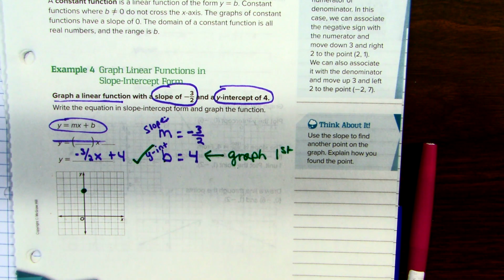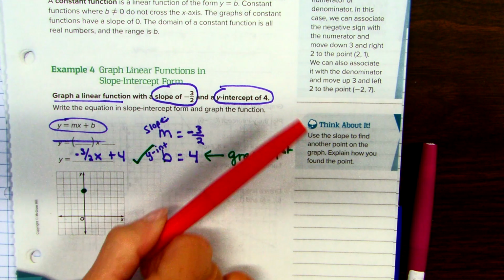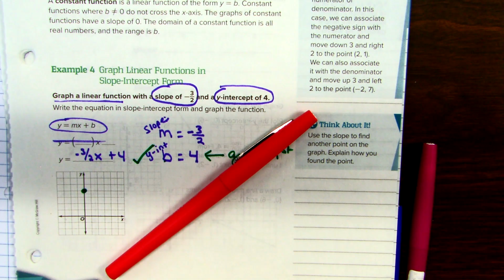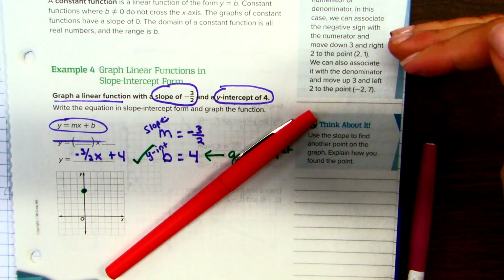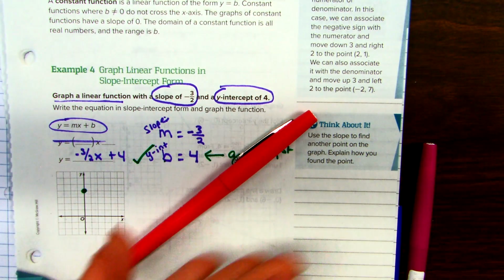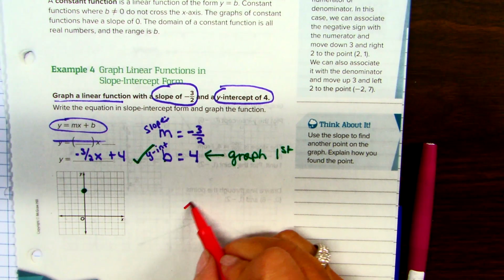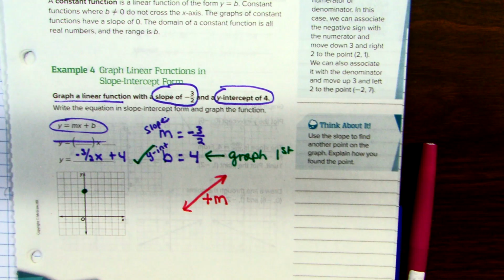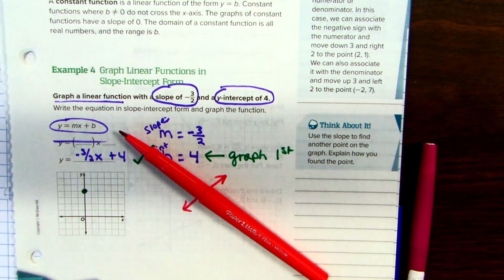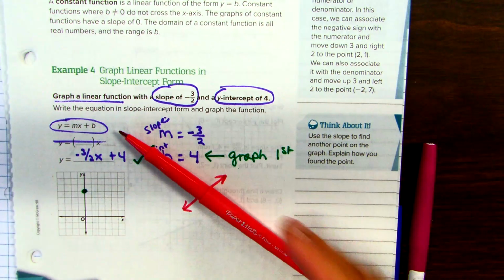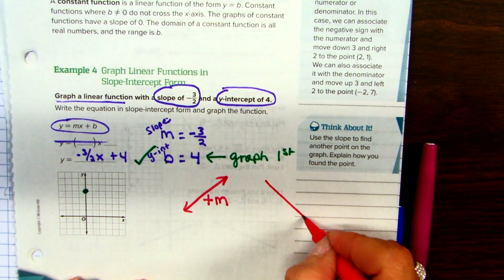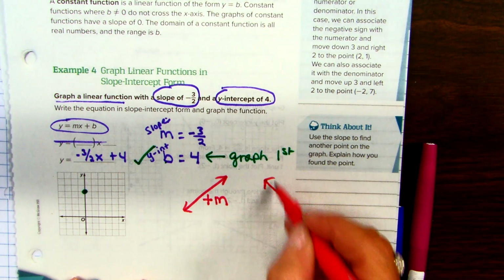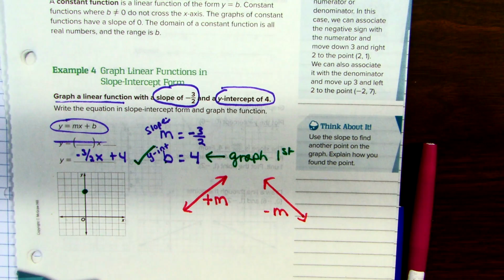A slope tells you how a line tilts, okay? So here's what's important to know. A positive slope, the line will rise left to right. That's called an increasing function. From left to right, it's going up. So if you see a line going like this, that will have a positive slope, okay? Negative slopes always fall left to right, okay? That's called a decreasing function. So if you see a line going like this, you know it's going to be a negative slope, okay?